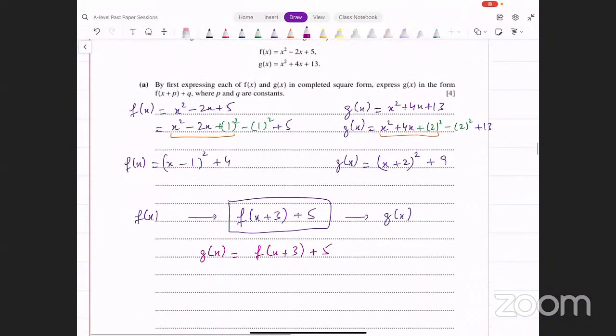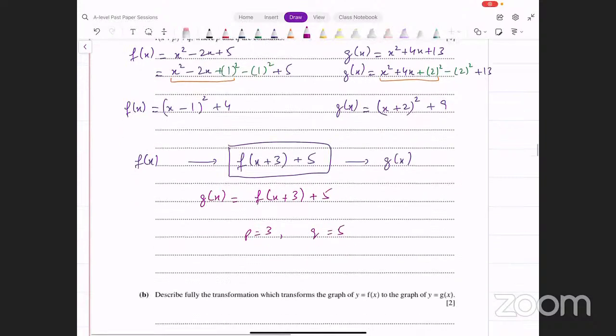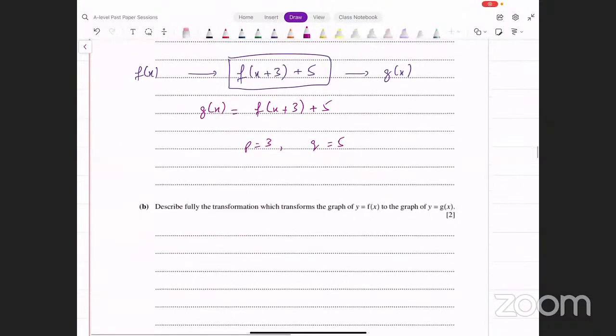उसने कहा हुआ है p और q constant. So if you want to write down their values, you can do that. p is 3 and q is 5. ठीक है? Now in the second part it says describe fully the transformation which transforms the graph of f of x to the graph of g of x.